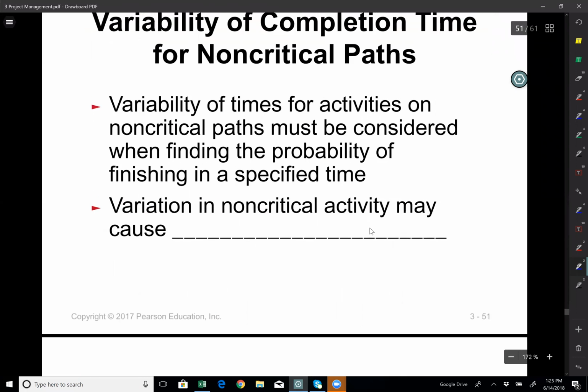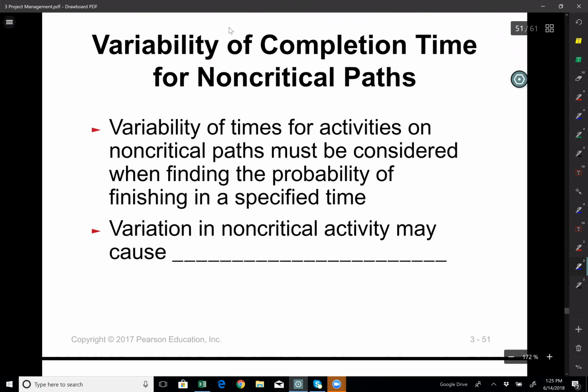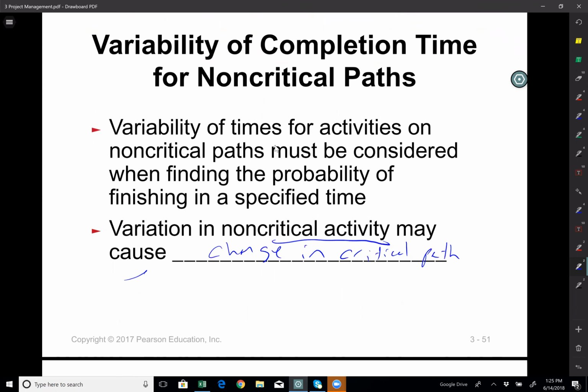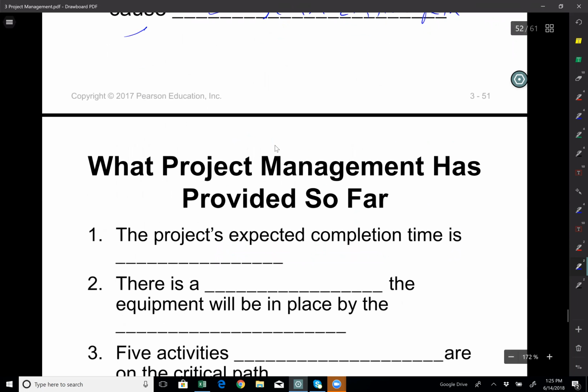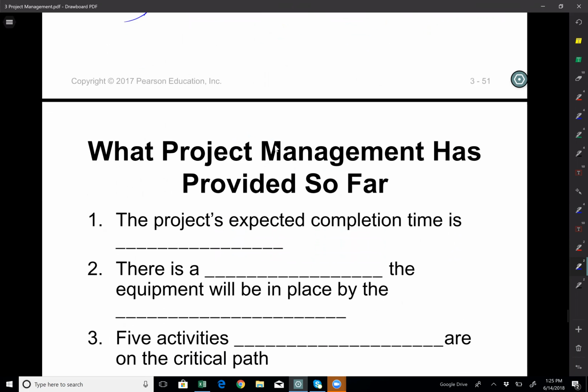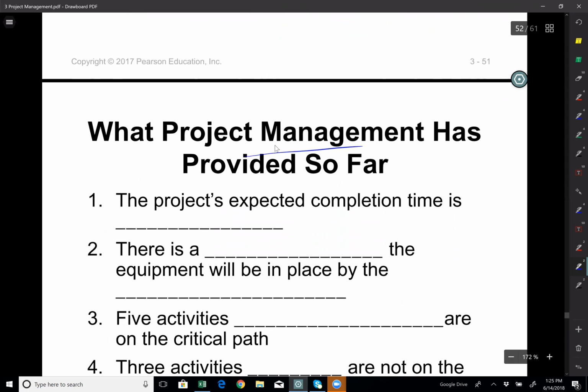So let's go to the next slide. Variability in completion time of non-critical activities. Variation in a non-critical activity may cause a change in the critical path. So if I have an activity on a non-critical path and it takes longer than I expected, then that could be creating a new critical path. That's an important thing to know. Or if an activity on the critical path takes less time, then that could change your critical path as well.